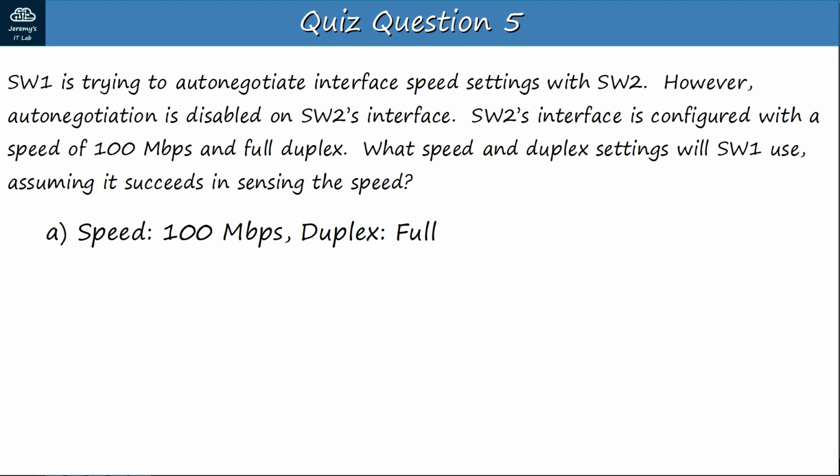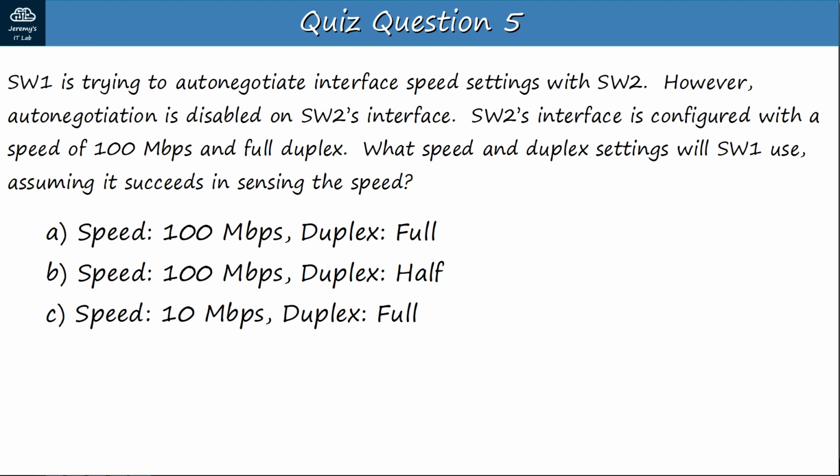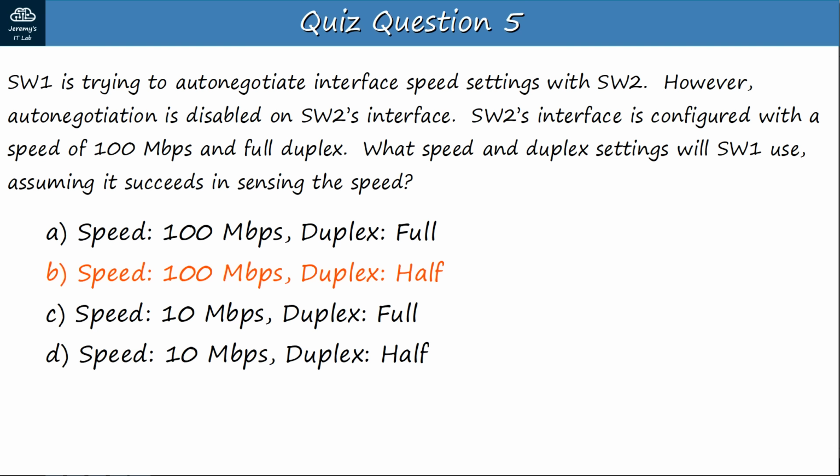A. Speed 100 megabits per second, duplex full. B. Speed 100 megabits per second, duplex half. C. Speed 10 megabits per second, duplex full. Or D. Speed 10 megabits per second, duplex half. Pause the video to think about your answer. The answer is B. Speed 100 megabits per second, duplex half.